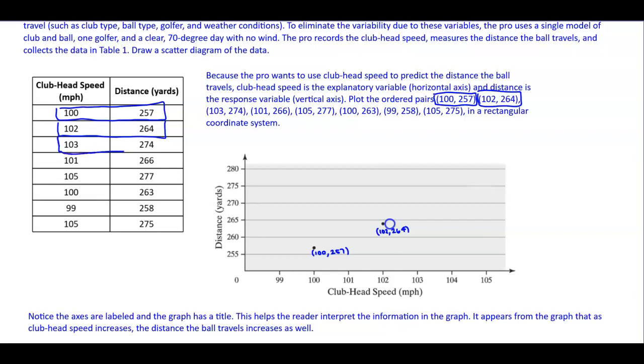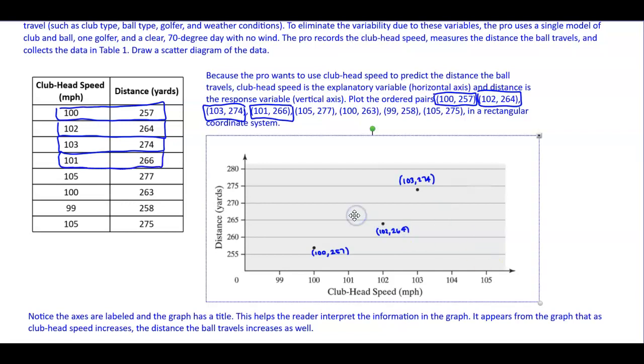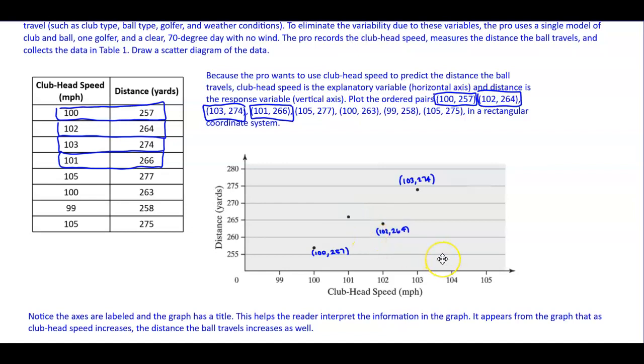Next we have 103 and 274. So now we're going to plot that point. So here is 103 and 274. Our next ordered pair is 101 and 266. So here we have 101 and 266. Our next ordered pair is 105 and 277. So over here we have 105 and 277.